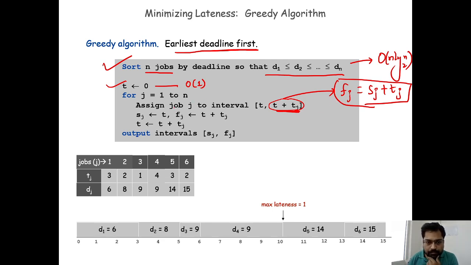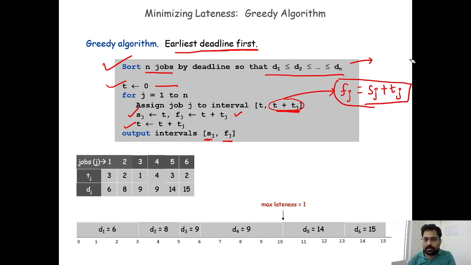Now this s of j is t, and f of j is this one which we recently discussed, and next t would be updated as t plus t j. Now the output could be in interval format, because we are focusing on each job one by one, that is why we expect it this way. And I'll change the color of the complexity so it is easier for you to understand.